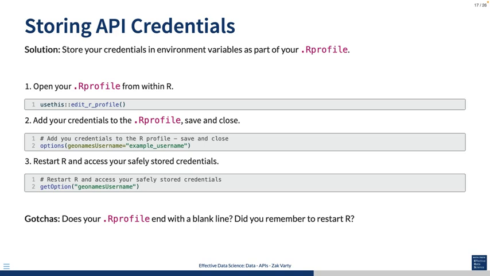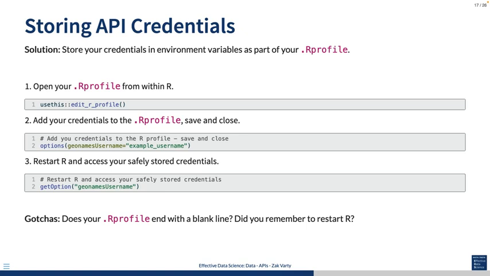The solution to this problem then is to store your credentials as environment variables so that they don't clutter up your workspace, but to do that in a special R script that gets run each time a new R session begins. This special R script is called .Rprofile, and because it has a dot on the front, it's a hidden file and won't display by default in your file explorer.